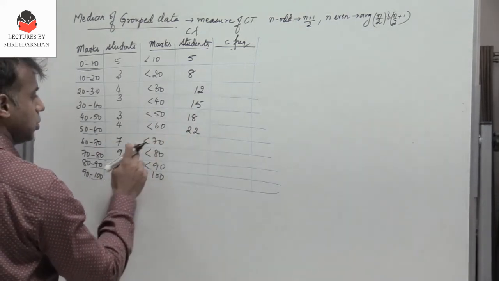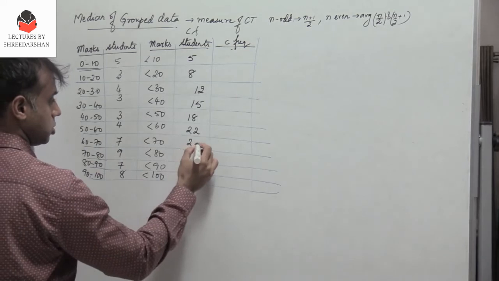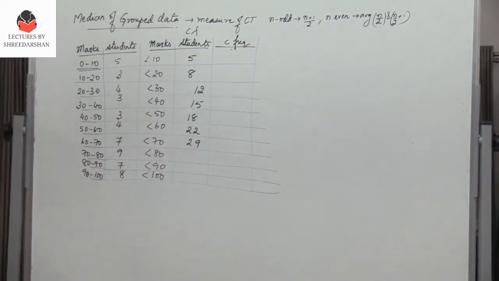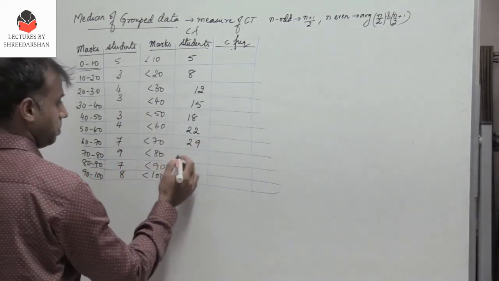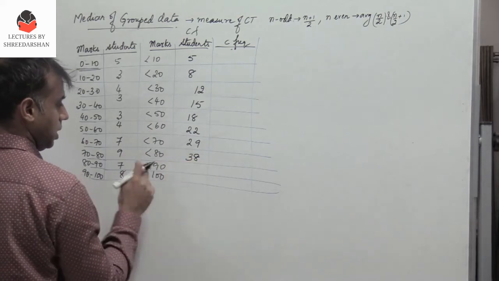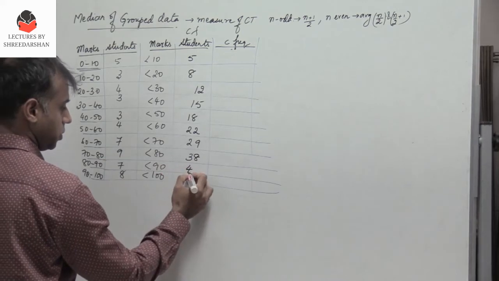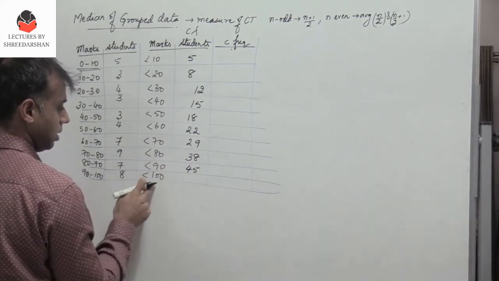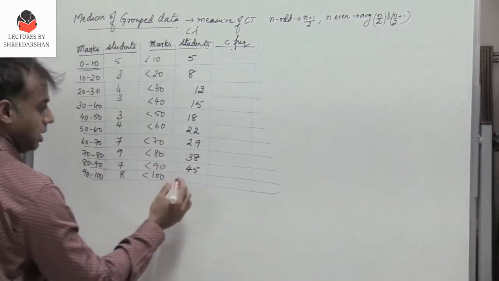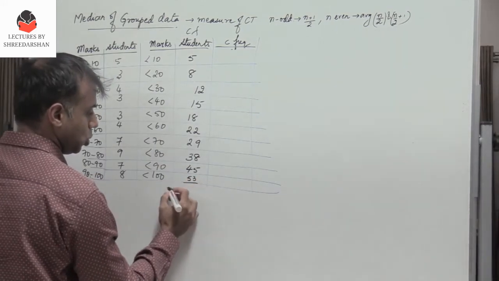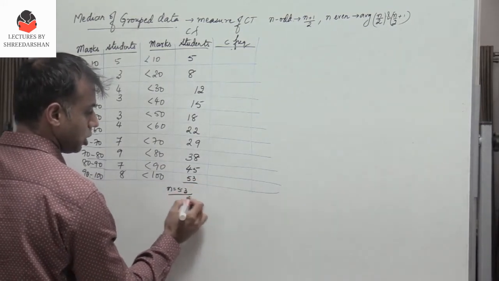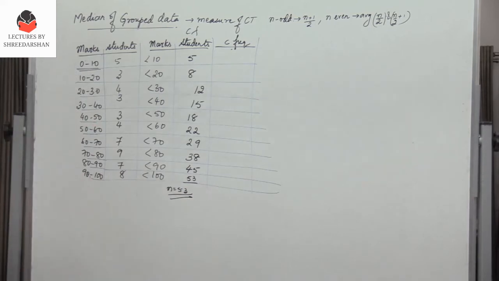Less than 70 is 22 plus 7, which is 29. So less than 80 is 29 plus 9, which is 38. Less than 90 is 38 plus 7 is 45. And less than 100 is 45 plus 8, which is 53. So n is 53, the total number of students, and I need to find the median value.